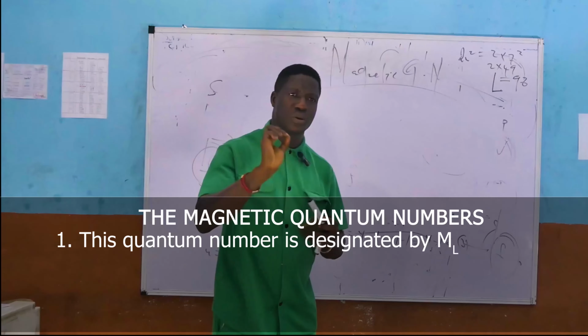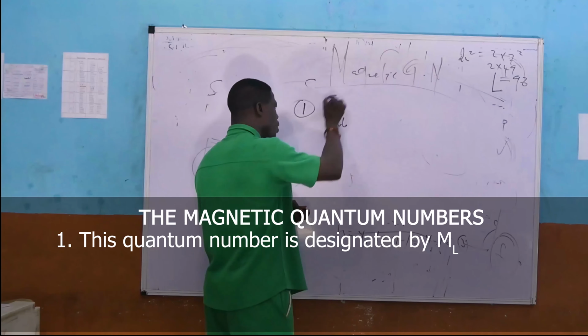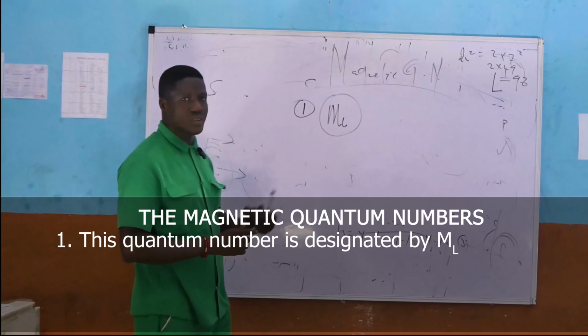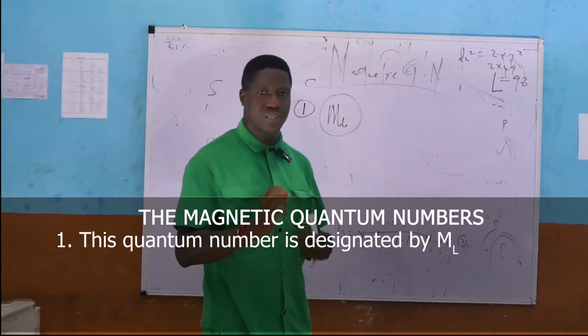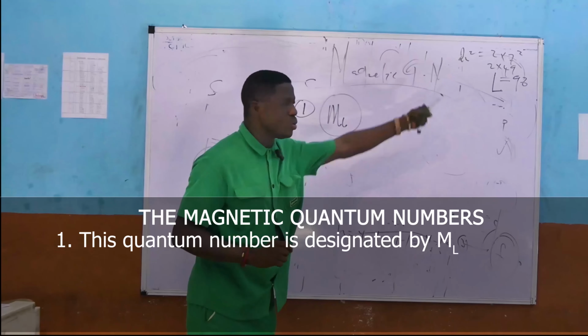The magnetic quantum number is conventionally designated as m sub l, that is, m sub L. This is the symbol used in designating or representing the magnetic quantum number.